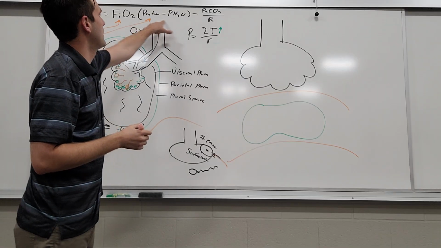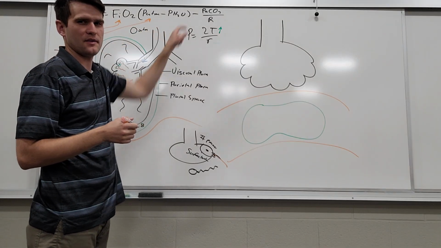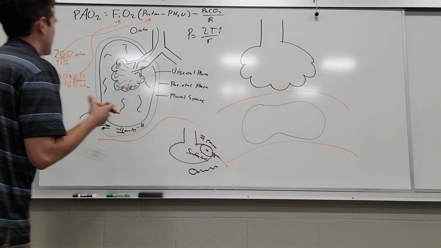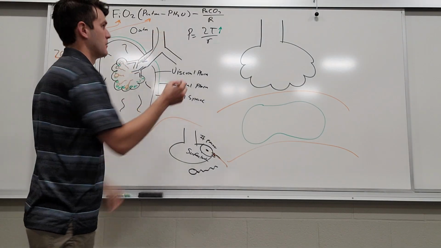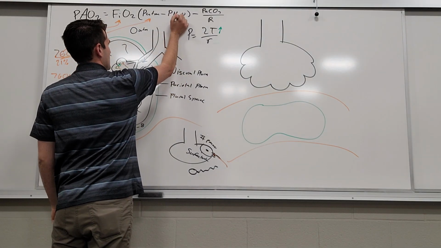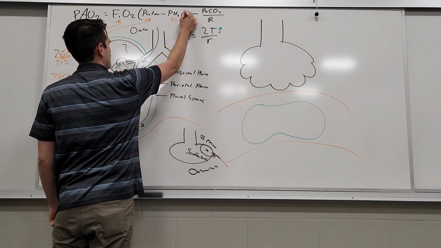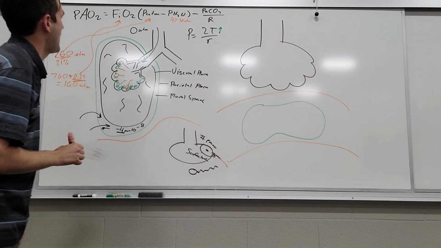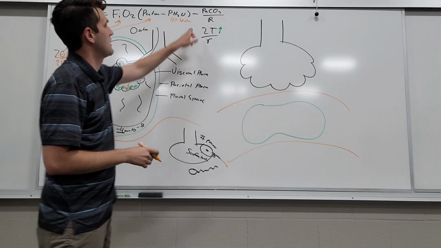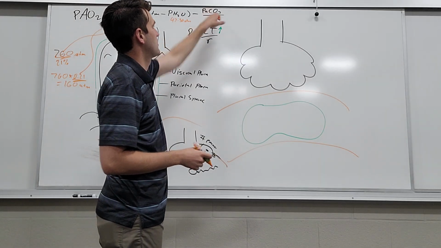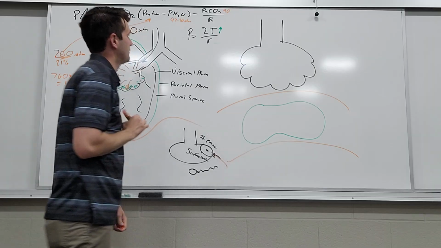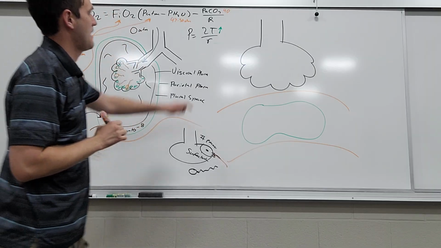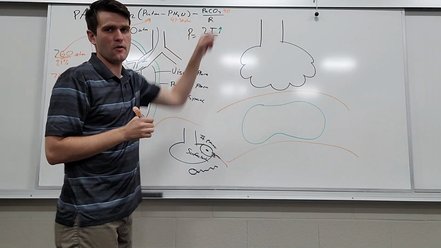Now we want to get rid of the pressure of water because we don't really care about it. We don't want that to affect our equation here. So we need to get rid of the pressure of water, which is about 47 mmHg. So we'll subtract that, and then we're going to subtract our arterial pressure of CO2, which is always about 40 normally, and divide that by our CO2 to O2 ratio.